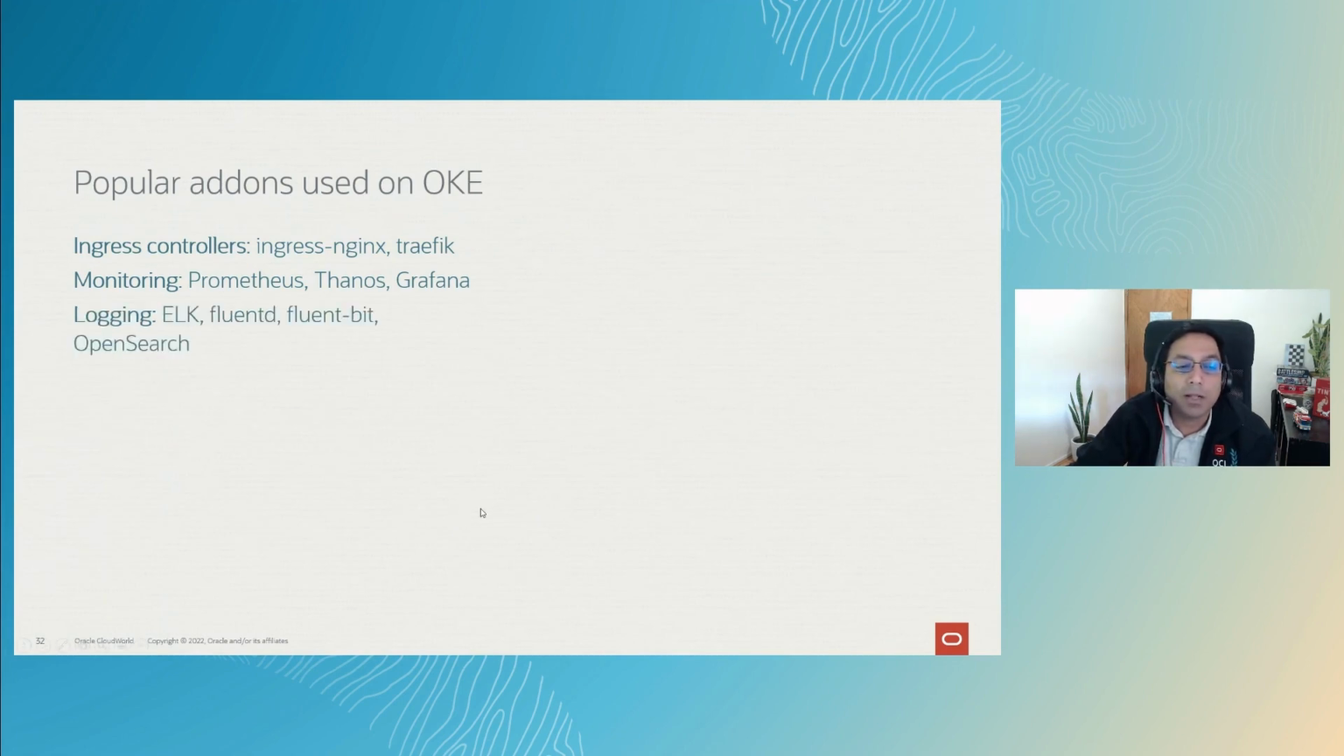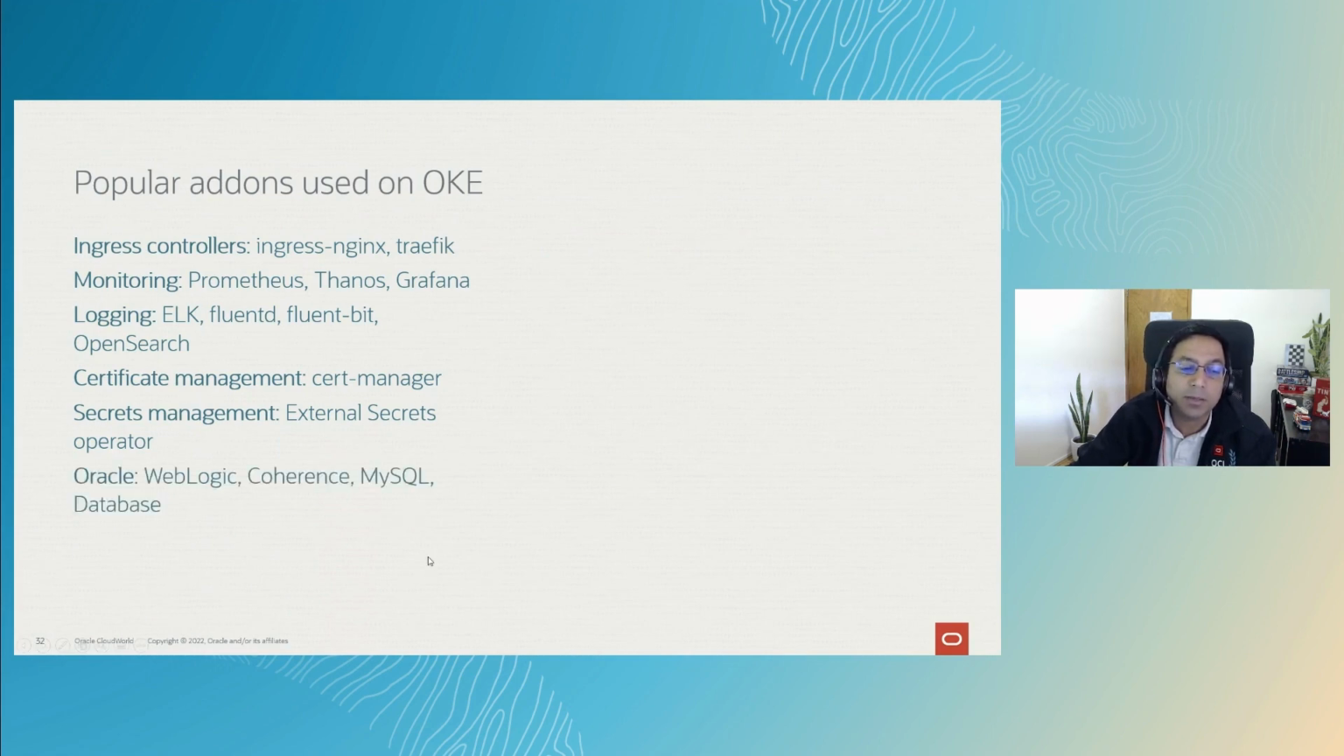For logging, ELK has been quite popular, but now with FluentD to ship the logs, OpenSearch is getting very popular as well, especially with the availability of the OpenSearch service. For certificate management, Cert Manager works really well, especially if you're going to be using something like Let's Encrypt. To retrieve secrets, as I mentioned earlier, you can use the External Secrets Operator.